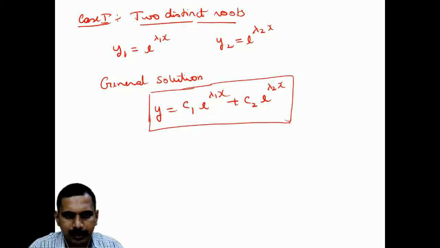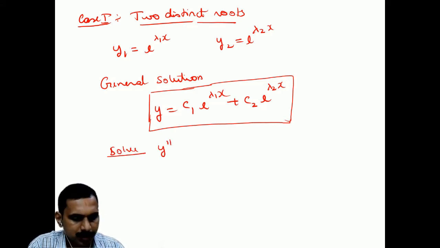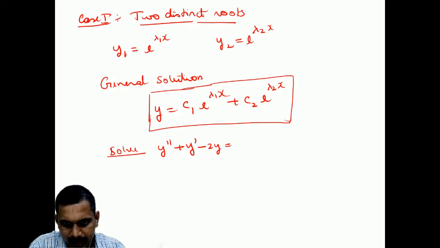Let us say an example. Solve y double dash plus y dash minus 2y is equal to 0. Now what is the characteristic equation for this? It is lambda square plus lambda minus 2 is equal to 0.